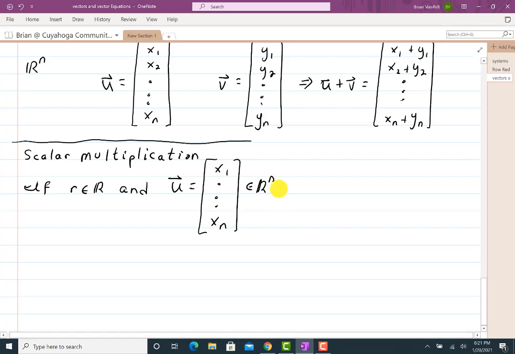We define the following. If I want to define R times U, what I do is R times x1. Now R is a real number and so is x1. Then we have R times x2, up to R times xn. So basically we just multiply R to each and every component in the vector.